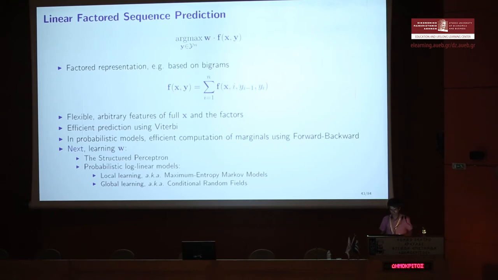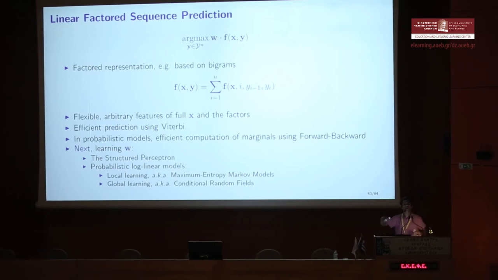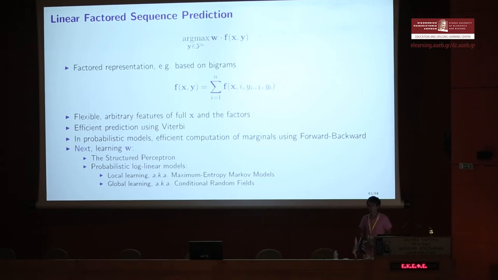The main advantage of assuming a factored representation is that we can do efficient predictions using Viterbi. In addition, if we equip our model with a probabilistic apparatus, then we can also compute marginals using forward-backward. Those computations only make sense if there's a probability distribution. But it's all the same family of models. Okay, so next, finally, I'm going to focus on learning the parameters.